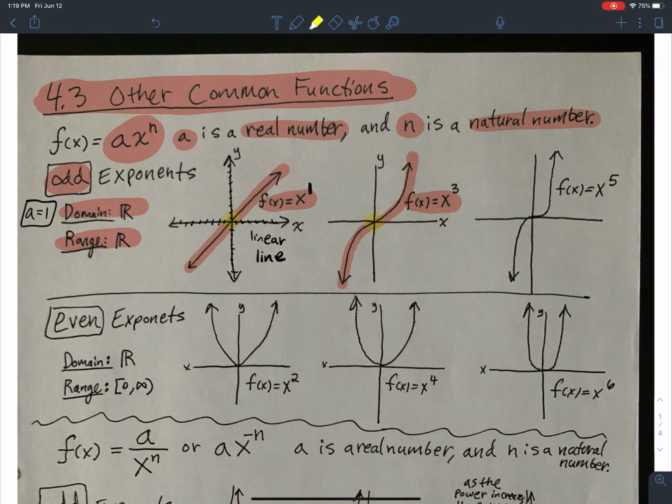And so what happens as I increase this power, so it goes from 1 over x to 1 over x cubed, the only difference is the curve gets closer to the axes. As you can see, as the power increases, the curve gets closer to the axis.